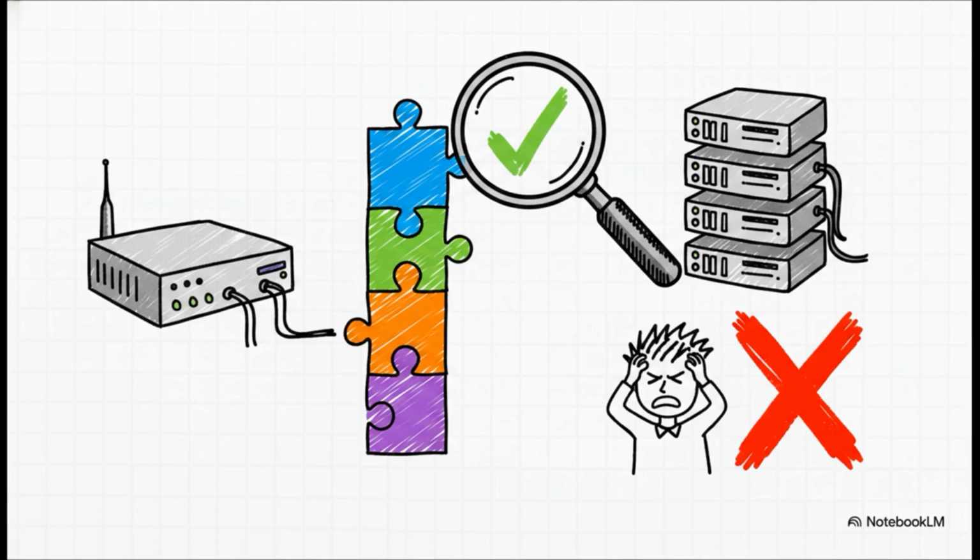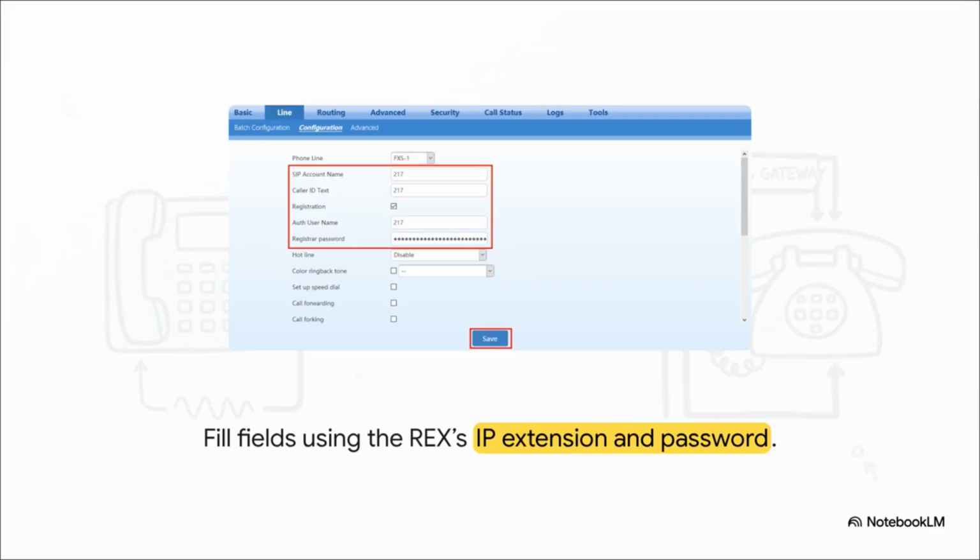Match them perfectly. To really hammer this home, let's look at the actual line configuration interface for FXS1 on the gateway. You can see exactly where the SIP account name, caller ID text, auth username, and registrar password live. Say we're using extension 217. You punch those matching details in, verify that the registration checkbox is ticked, and hit Save. Boom! That old analog port is now acting like a fully fledged, modern IP extension.